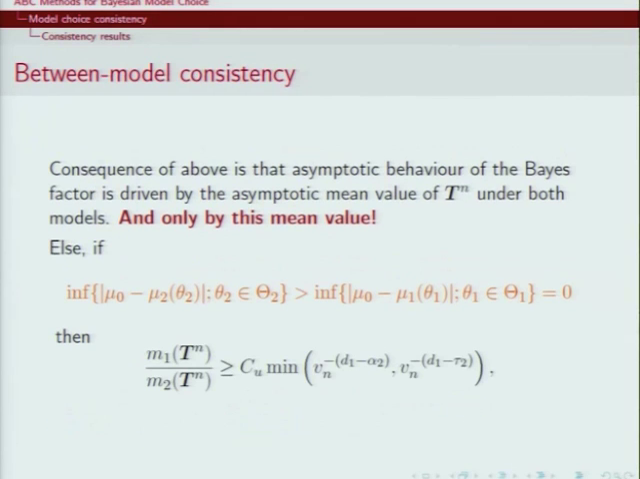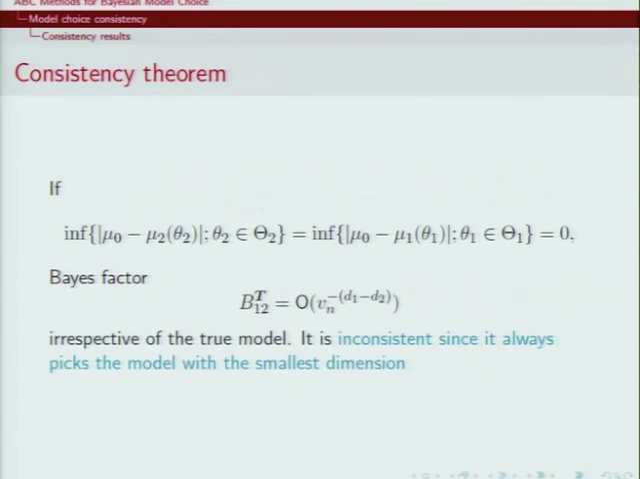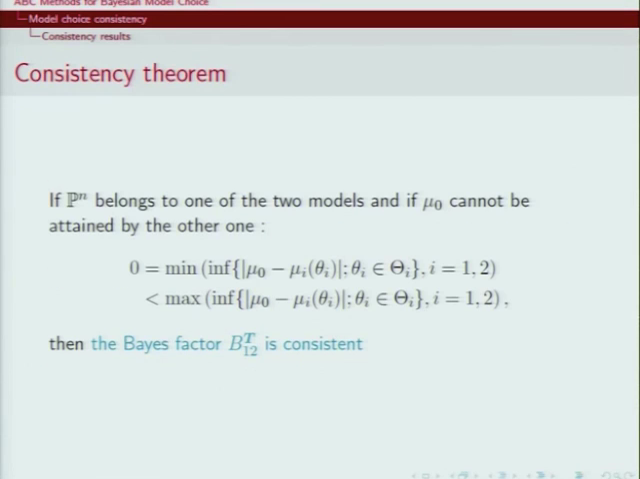There is no consistency. On the opposite, if one of the two models doesn't contain mu naught, so it's identified as the wrong model, and this one is like the pseudo-true model, maybe it's even the true model, then in that case, M1 over M2 grows correctly to pick the right model. And so the consistency is that there is no consistency if both ranges contain mu naught, and there is consistency in the other case.